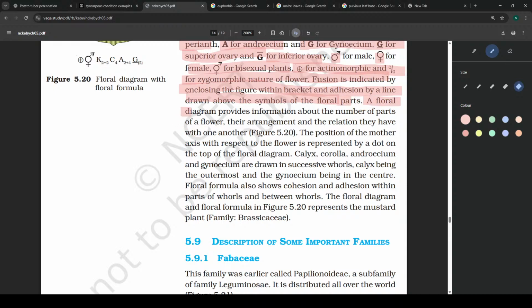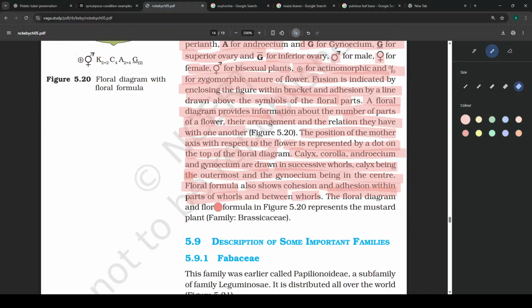A floral diagram provides information about the number of parts of a flower, their arrangement and the relation they have with one another. The position of the mother axis with respect to the flower is represented by a dot on the top of the floral diagram. Calyx, corolla, androecium, and gynoecium are drawn in successive whorls, calyx beginning outermost and gynoecium being the inner center. Floral formula also shows cohesion and adhesion within the parts of the whorls and between the whorls.